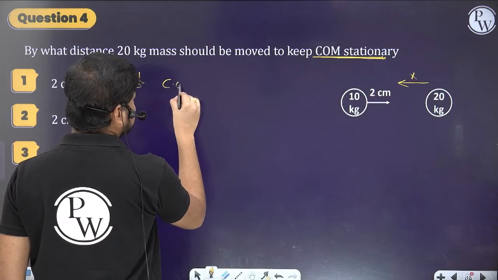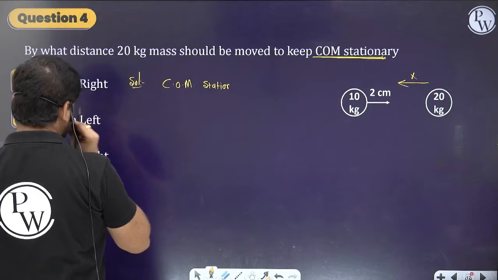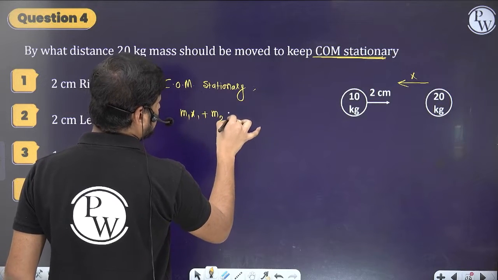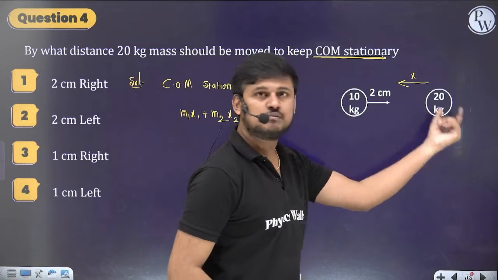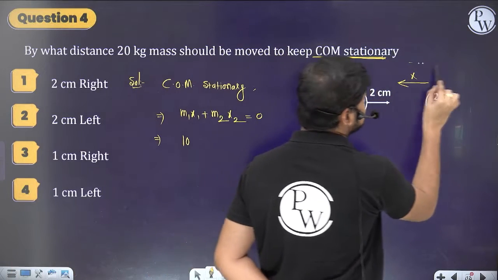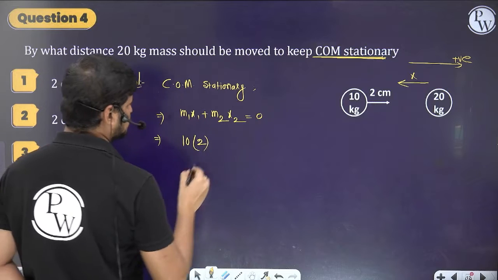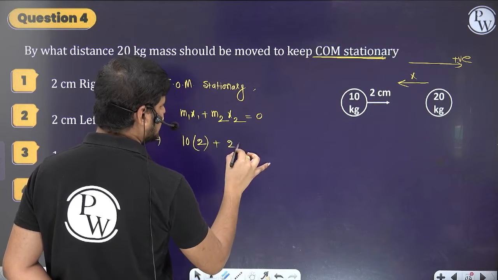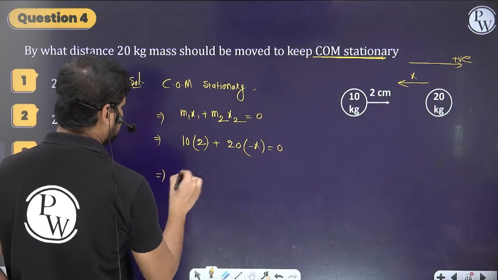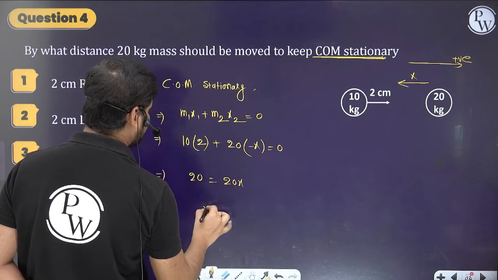As the center of mass is stationary, m1 x1 + m2 x2 will be equal to 0. I am considering the right direction as positive and the left direction as negative. So 10 into 2, since the 10 kg block is moving towards the right, plus 20 into minus x, since the second block of mass 20 kg is moving towards the left, equals 0. Yes or no? So 10 into 2 is 20, equal to 20x. Therefore, x equals 1 centimeter.